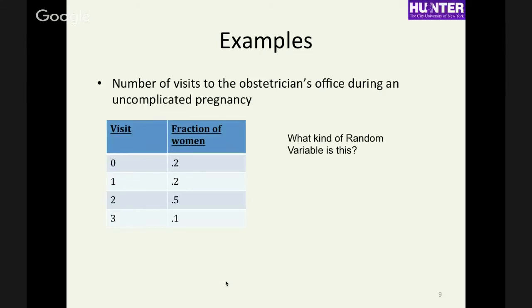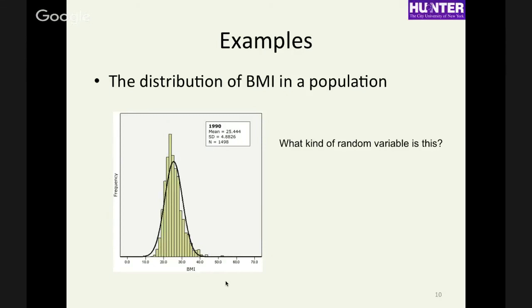Or the number of visits to the obstetrician's office during an uncomplicated pregnancy. What kind is that? Discrete, yep. Yeah, so you can think of this as, so these fractions of women are something that has been averaged over many, many women. The distribution of body mass index in a population. How about that one? Continuous, yep.